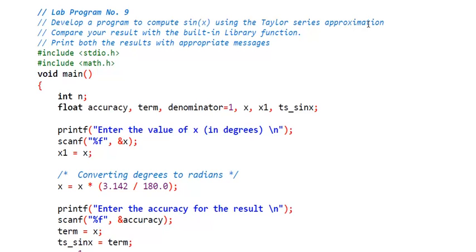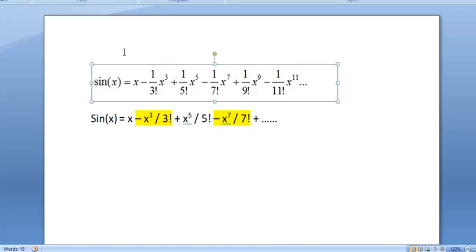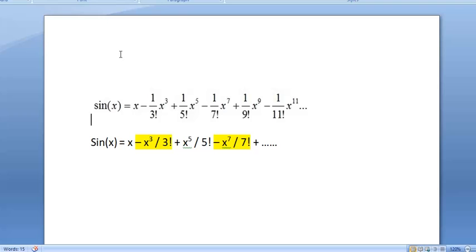And what is Taylor series approximation? The Taylor series approximation is the formula here. So this is Taylor's series approximation. So in this case you can see sine of x.